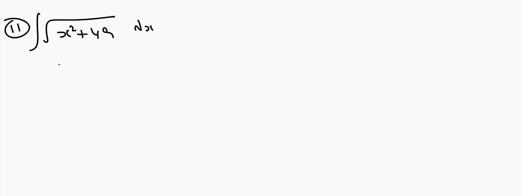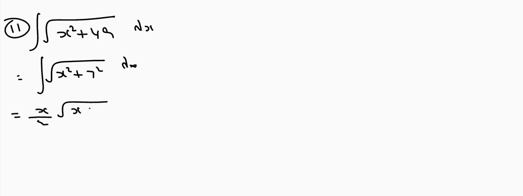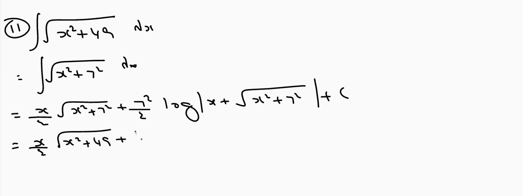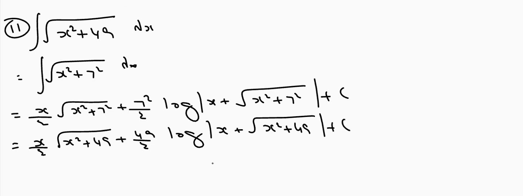Next is question number 11. If it is of the form x square plus a square, that is the integral of root of x square plus 49, we can write x square plus 7 square. The formula is x by 2 root of x square plus a square plus a square by 2 log modulus x plus root of x square plus a square plus c. The final answer will be x by 2 root of x square plus 49 plus 49 by 2 log modulus x plus root of x square plus 49 plus c.